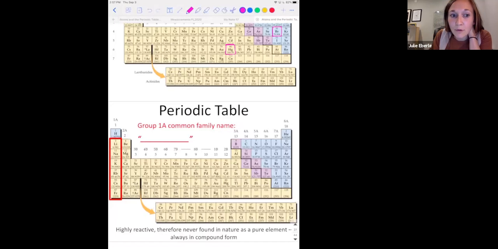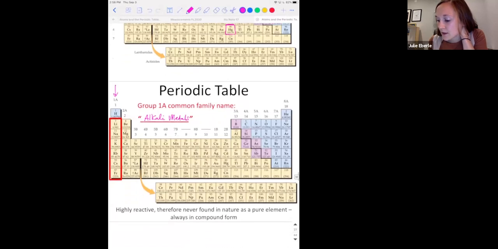We're going to start with main group 1 and its common family name. Notice over here is main group 1, boxed in red, but we're not including hydrogen, okay? Hydrogen is not a metal, it's a non-metal, so we don't put it in this group, even though it is technically placed there. It's not a part of the alkali metals, because we know hydrogen is a gas, it's not a metal. So the common family name here is the alkali metals.